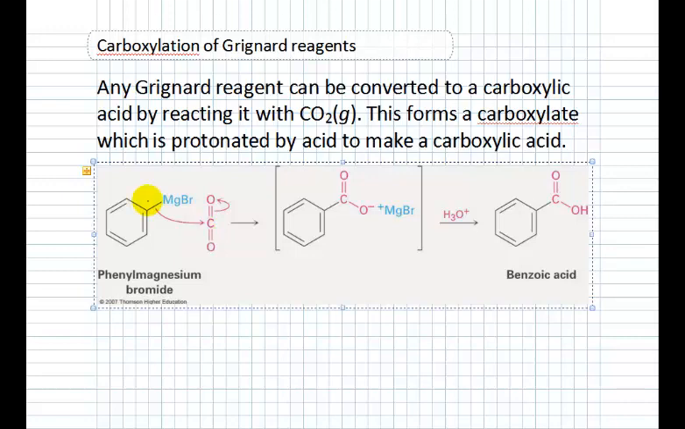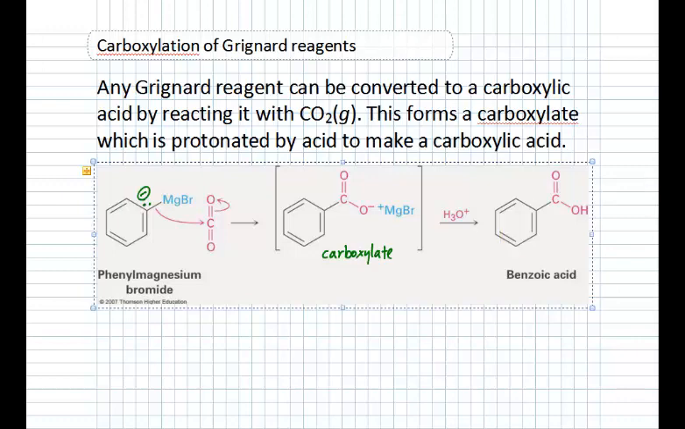Okay? The carbon that acts like the C-, okay, attacks the carbon of CO2, kicking a pair of electrons up onto one of the oxygens, making a carboxylate. This is magnesium bromide benzoate. And then the normal acidic workup that we normally do after a Grignard reaction gives us benzoic acid.